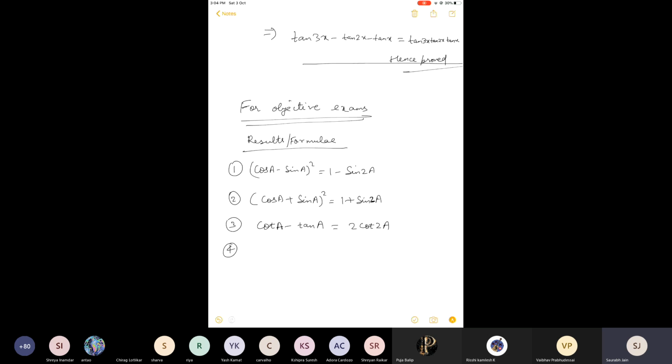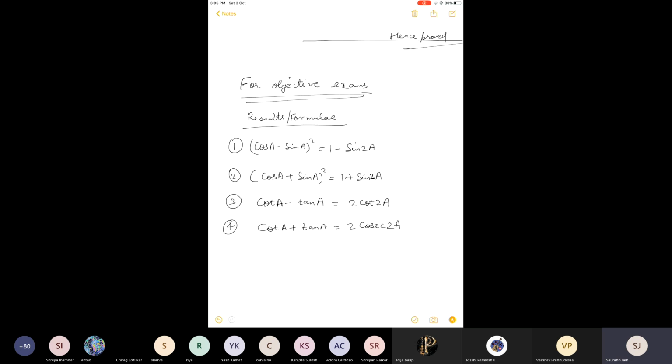Cot a plus tan a equals 2 cosec 2a. I will prove some of them. I will prove two of them because first and second are similar, third and fourth are similar. So I'll prove two questions. Okay, first one is very easy. You can even prove it verbally. Can anyone tell how this result will come, 1 minus sin 2a? Can anyone of you try?